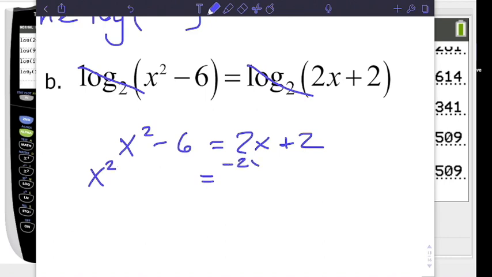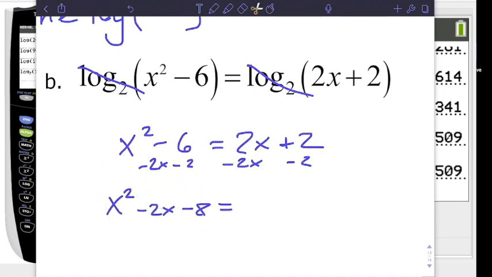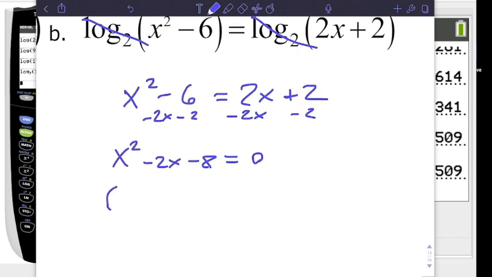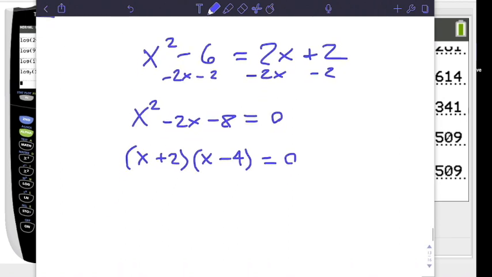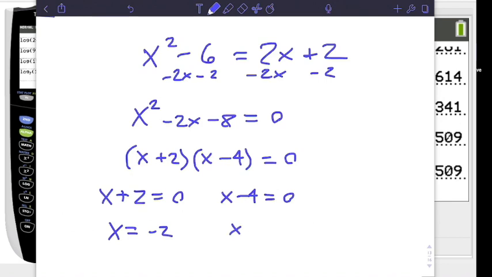So I'm going to subtract over 2x and subtract 2. That'd be minus 2x and then minus 8. So that's x squared minus 2x minus 8 equals 0. Then we can solve this by factoring. What multiplies to negative 8 and adds to negative 2? You can go negative 4 and positive 2. Then set your factors equal to 0. Then x equals negative 2, and x equals positive 4.